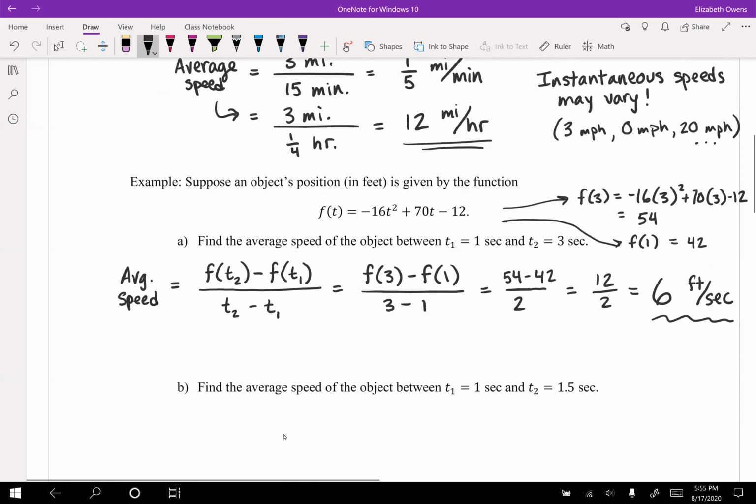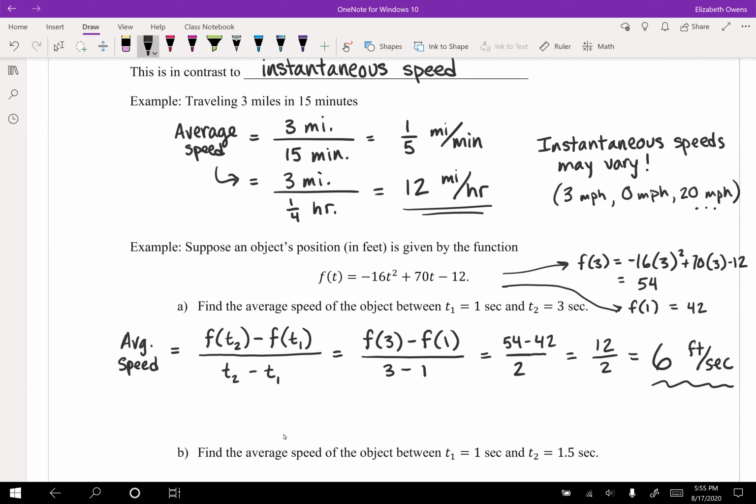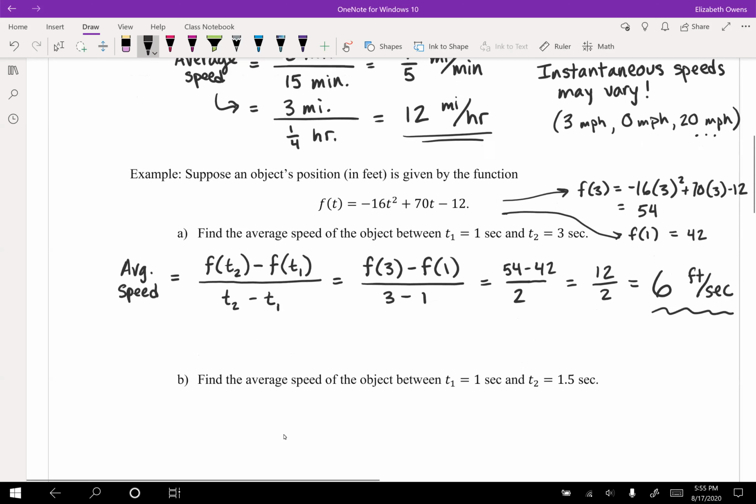But just like we saw with the example in the previous video, traveling 3 miles in 15 minutes, your average speed is not always the same as your instantaneous speeds in that time interval. Even though the speed averages out to 6 feet per second, within that time period, 1 second to 3 seconds, this object could have been traveling at very different speeds. It's just that 6 feet per second is the average of those. So that's what we're going to look at in this next part.